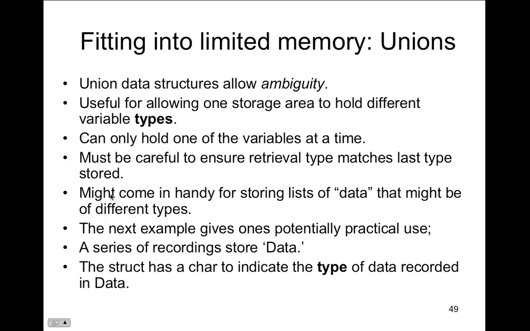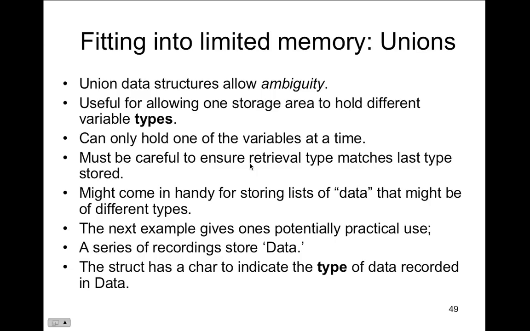Now for the unions, as I mentioned, the union data structures allow ambiguity. It's not exactly the same as the union that's supported in C++. Useful for allowing one storage area to hold different variable types. Actually, in retrospect, I guess it is the same as C++, because you can flip between different data types for different variables held inside of the unions. So I take that back, it is supported the same way. I was thinking about it a little bit differently a few minutes ago. But in terms of the implementation, it holds one variable at a time, just like the union in C++. You must be careful to ensure the retrieval type matches the last type stored.